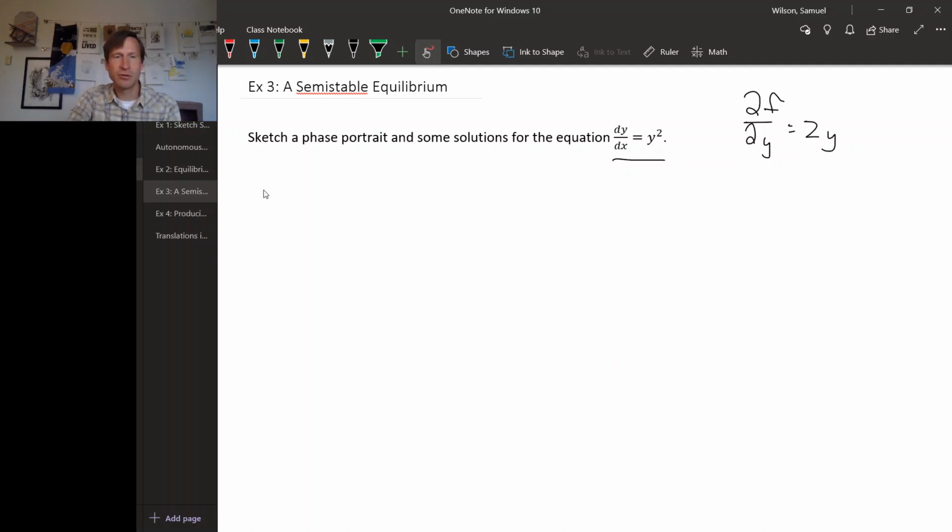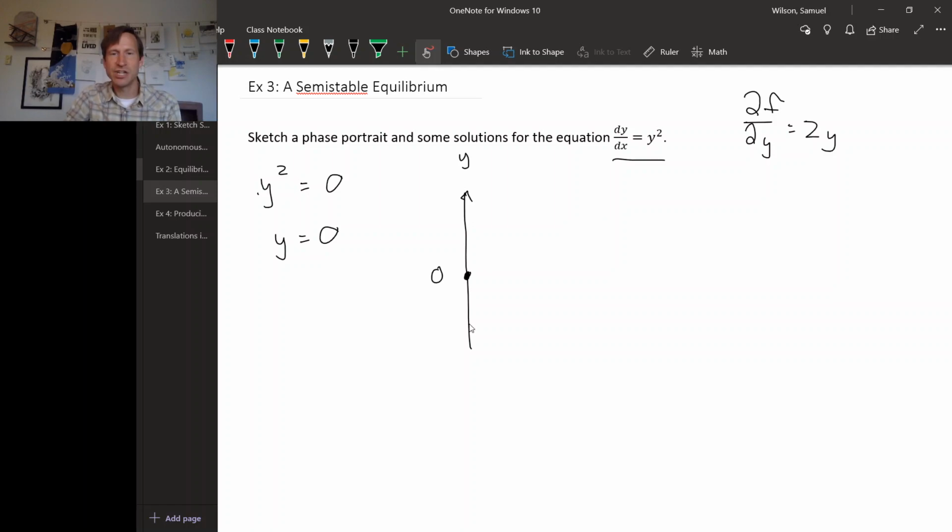To find equilibrium solutions, we take the right-hand side of our equation, set that equal to 0, and solve for y, and we get just one equilibrium solution at 0. So sketching our phase portrait, we can put our equilibrium at 0. This breaks the y-axis up into two chunks, the positive and the negative.